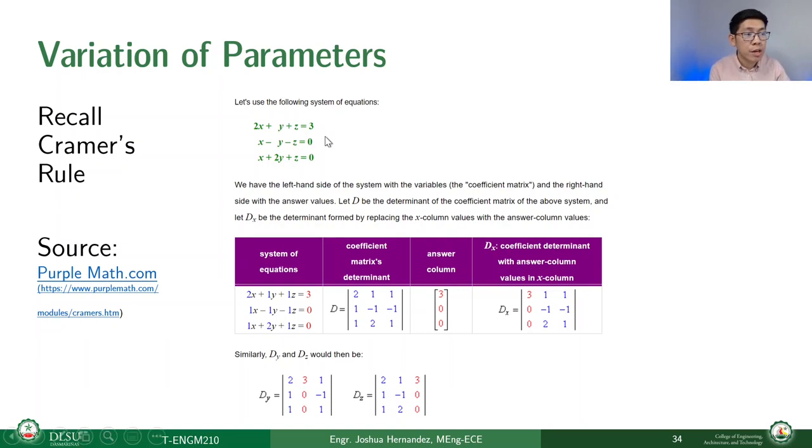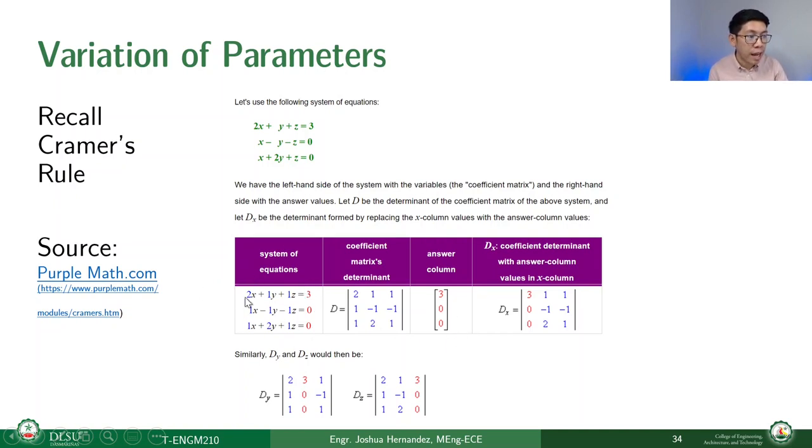If you have a system of equations, for example 2x plus y plus z equals 3, x minus y minus z equals 0, and x plus 2y plus z equals 0, you can express this system of equations as a matrix to determine the determinant. To translate that, everything on the left-hand side of the equation is called the coefficient matrix determinant. So the coefficients are 2, 1, 1; 1, negative 1, negative 1; and 1, 2, 1. Whereas this is what we call the answer column: 3, 0, 0.